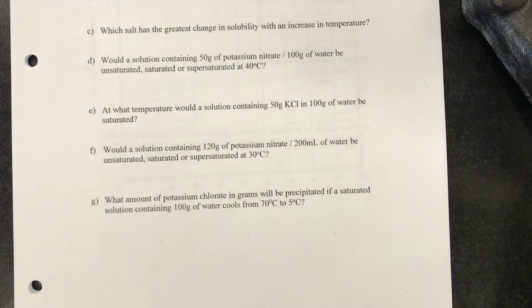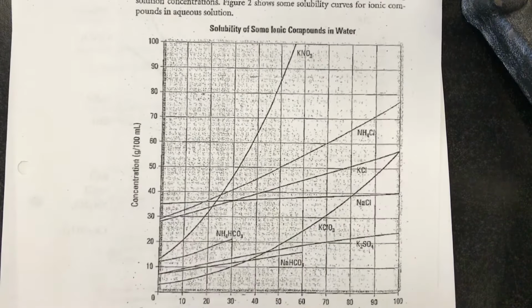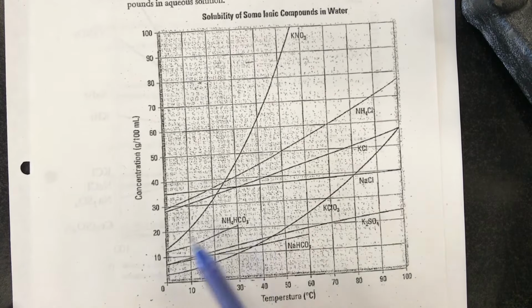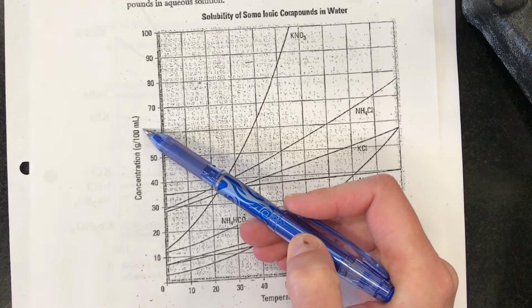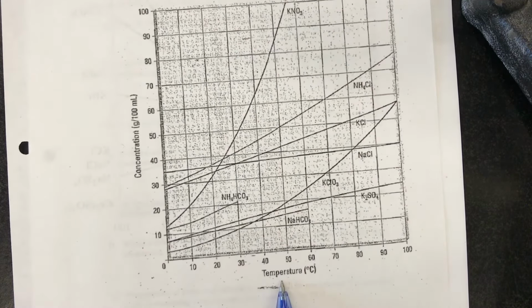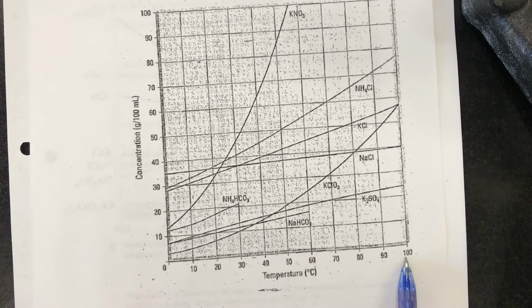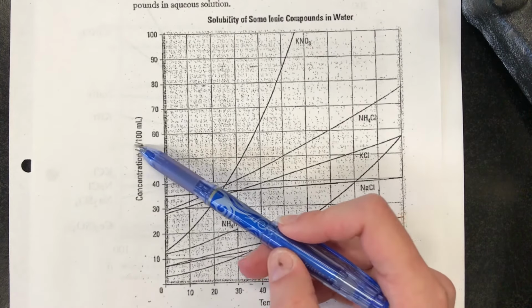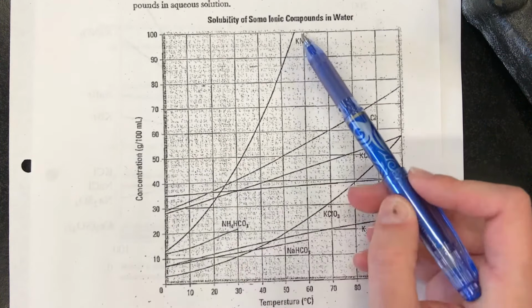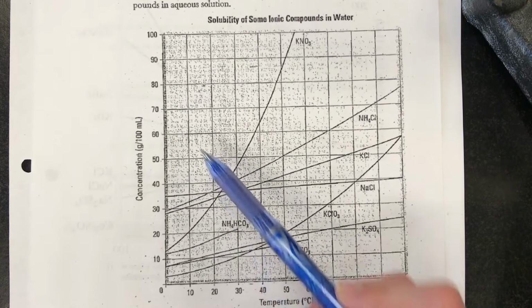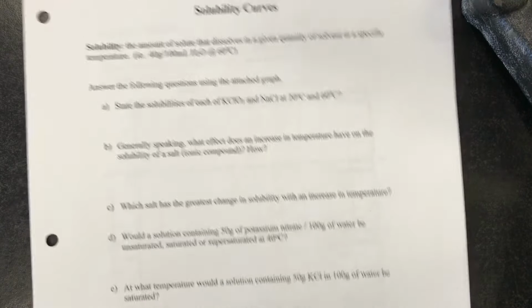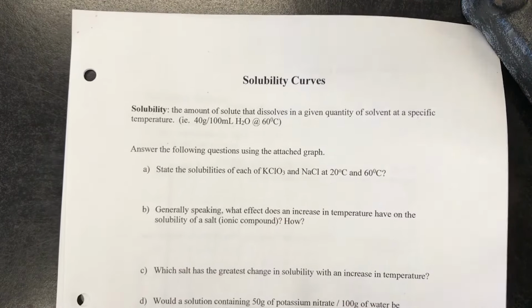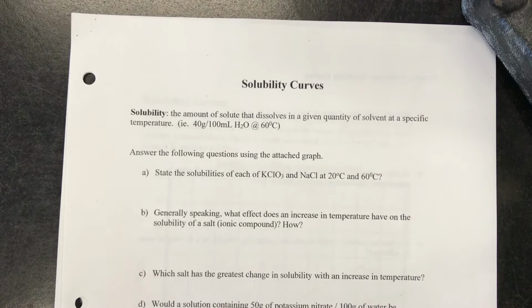So solubility curves look like this, and you'll see a graph where you have concentration in grams per 100 milliliters of water and temperature on the x-axis. So as you increase temperature, you can increase the amount in grams of solute. These are all examples of solutes dissolved in 100 milliliters of water, which would be the solvent. So we're going to look at a few examples of these and how we use the solubility graph to tell us information about the different solutes.